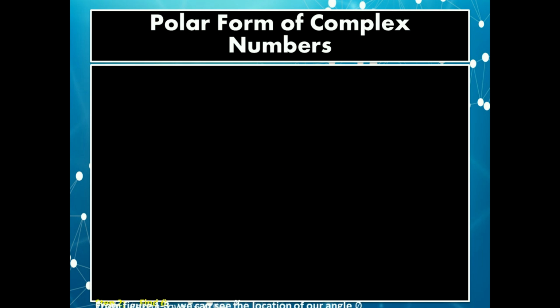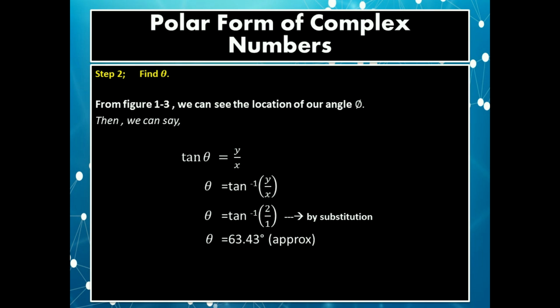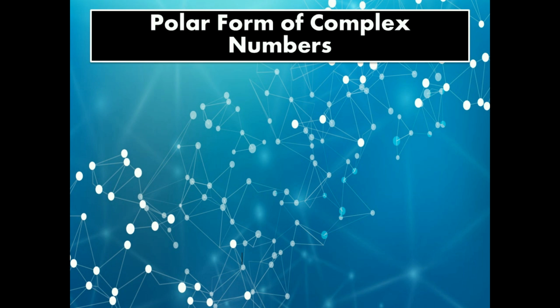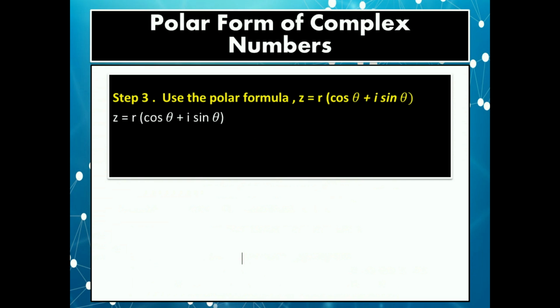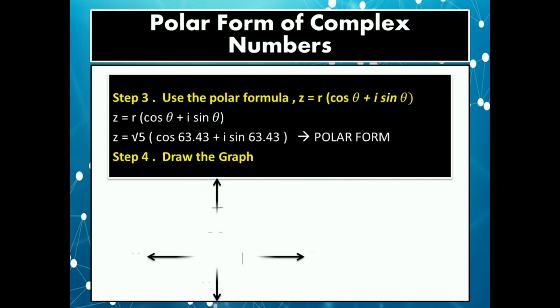Step 2. Find theta. From figure 1 of 3, we can see the location of our angle theta. Then, we can say that tangent theta is equal to y over x, where theta is equal to the inverse tangent of y over x. So we are going to substitute the values. So our theta is now equal to 63.43 degrees approximately. Step 3. Use the polar formula. Step 4. Draw the graph.